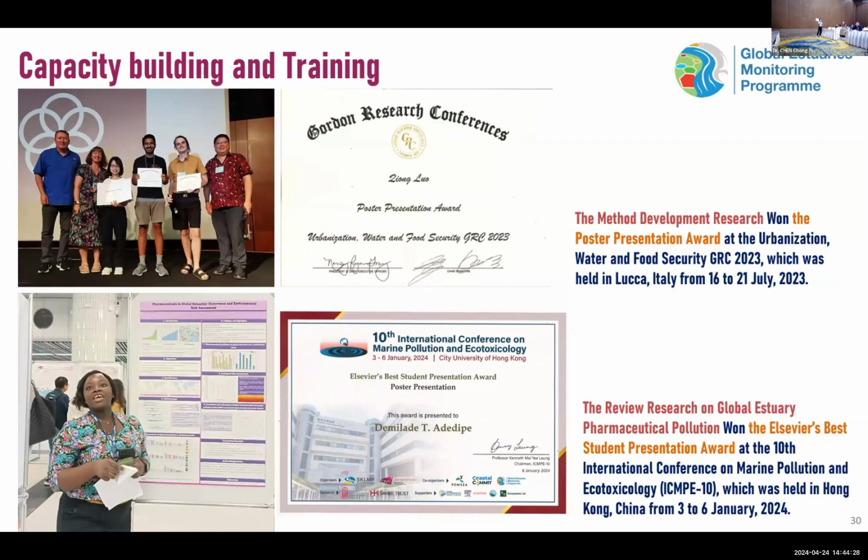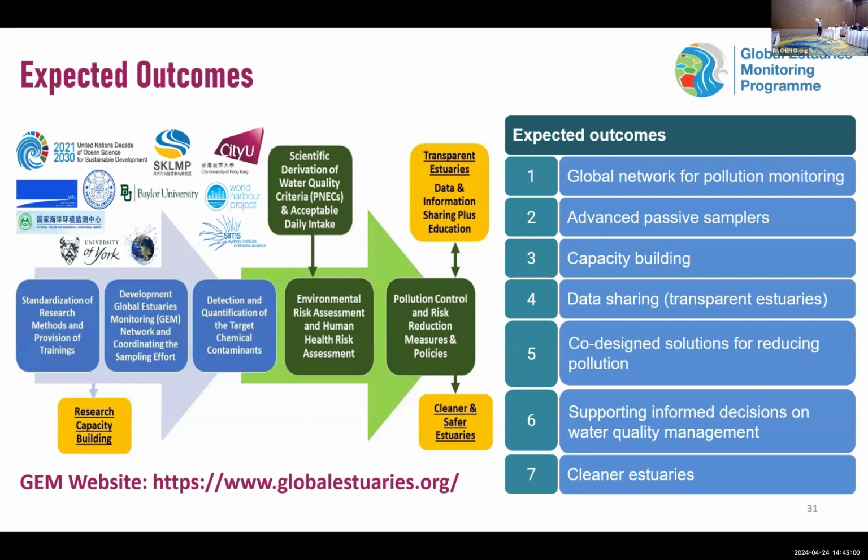For our research in the past 3 years, the method development research introduced by Chong won the poster presentation award at a conference in Italy, and the review research on global pharmaceutical pollution contributed by them also won the best student presentation award at the SETAC event, which was held in Hong Kong in January this year. And as I introduced in my presentation, we have these 7 expected outcomes. These 7 expected outcomes are what our team is doing now.